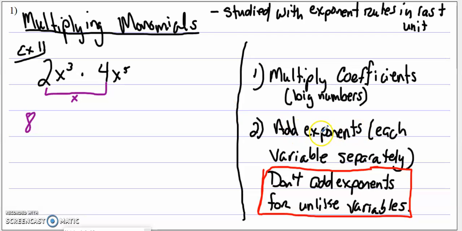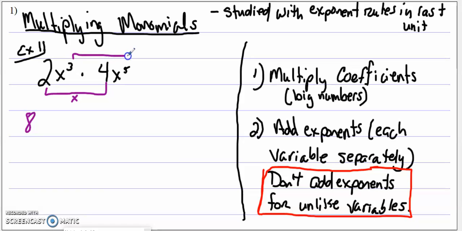Then we're going to take the exponents and each variable separately, as you'll see in the next examples. We don't add exponents for unlike variables. Okay, so if it's x's, you add the x's. If it's y's, you add the y's. You don't add the exponents of x's and y's together. That's unacceptable. Remember, that's like mixing boxes. One box has just x's in it, the other box has just y's in it. Those are two different boxes. Okay, so you can't add them together.